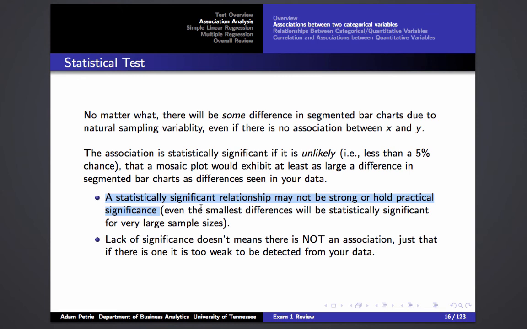And then also, if you do find that the relationship is not statistically significant, well, the lack of significance does not mean that there's no association, just that if there is one, it was too weak for you to detect from the data. So usually when you find a lack of statistical significance, that's always going to imply a lack of practical significance, because if there did exist an association, it's too weak really for you to care about.